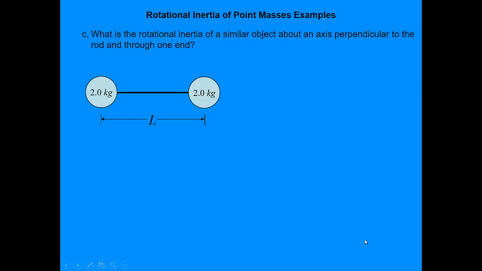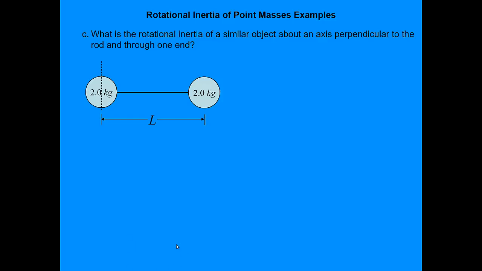Well, if we go back to just a 4-meter rod, what if instead of rotating about the center of mass, what if we were rotating it about one end, like here? See how it would rotate that way instead? What's the rotational inertia going to be? It's going to be the same. It's going to be bigger. It's going to be smaller. What do you think?